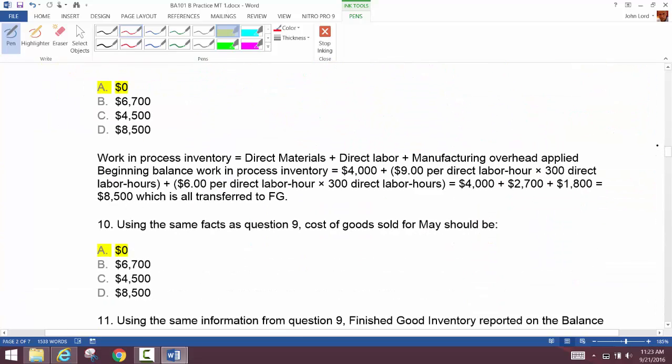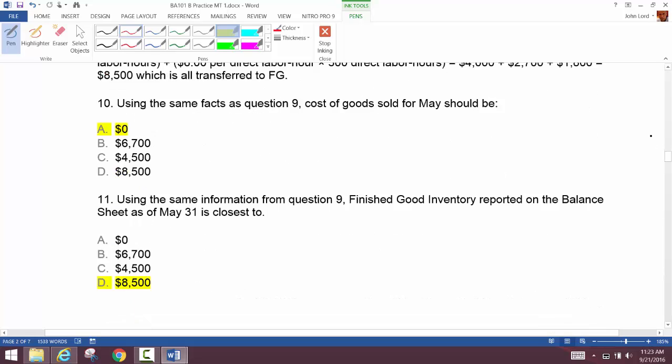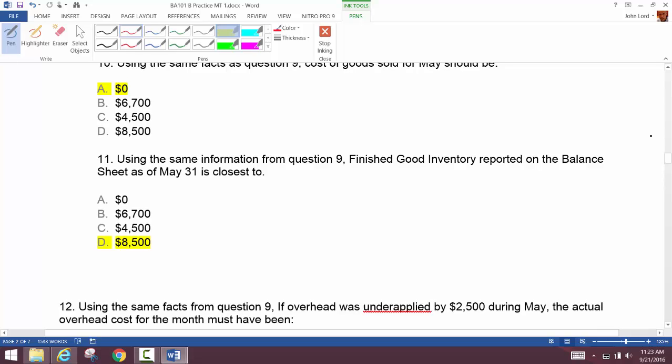Okay, good. Then I say using the same facts, cost of goods sold for May should be, answer is 0 because they sold the stuff in June. Okay, so I just got way too cute for myself on this question. Okay, all right. The Raiders must have lost the day I was putting this question together and decided to be mean.